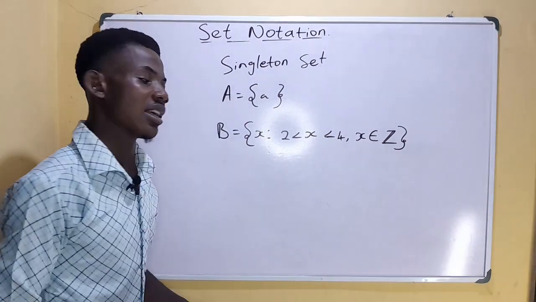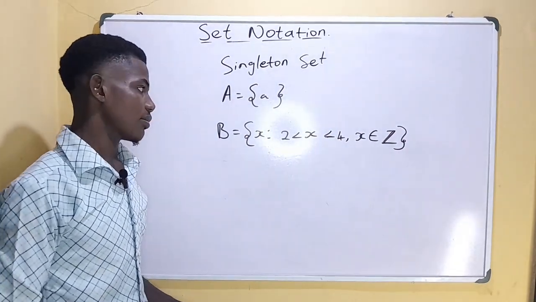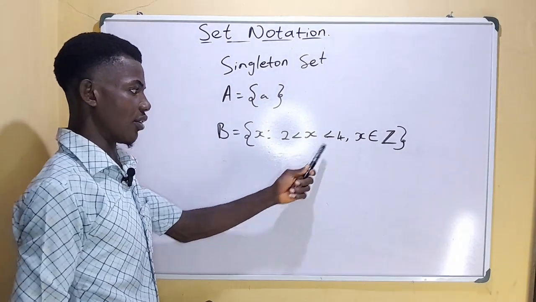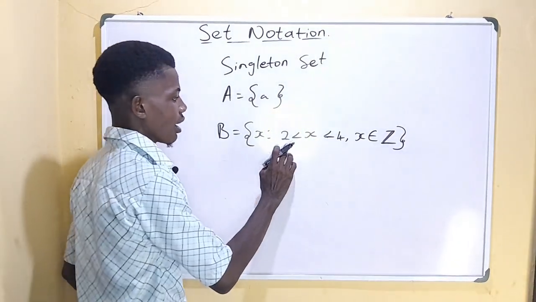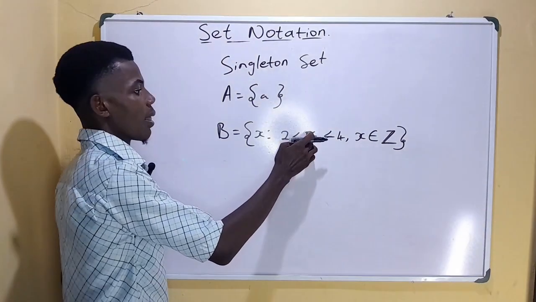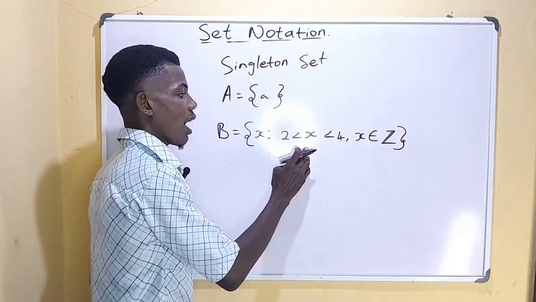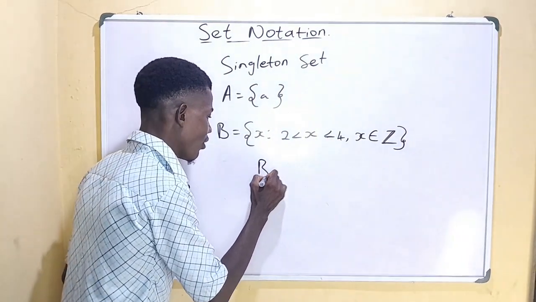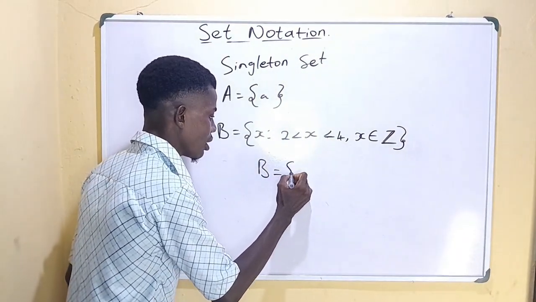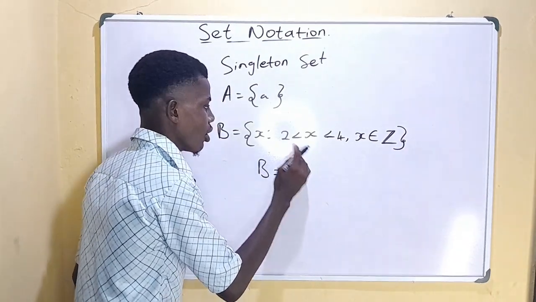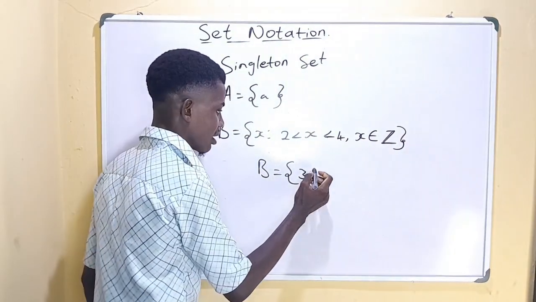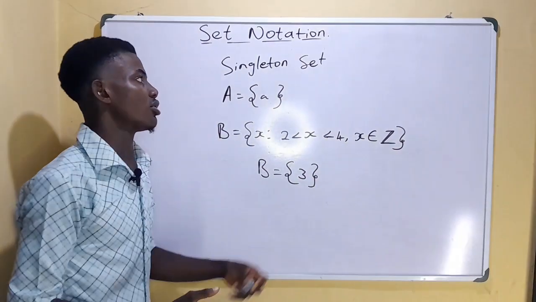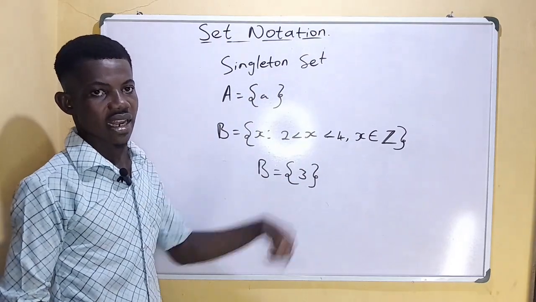Now this is a singleton set. Why is this a singleton set? Look at the range of numbers. They gave a range of numbers such that 2 is less than X, which means X cannot be 2, and X is less than 4. Therefore, the element of our set B, under integers, is only 3. So set B is also a singleton.